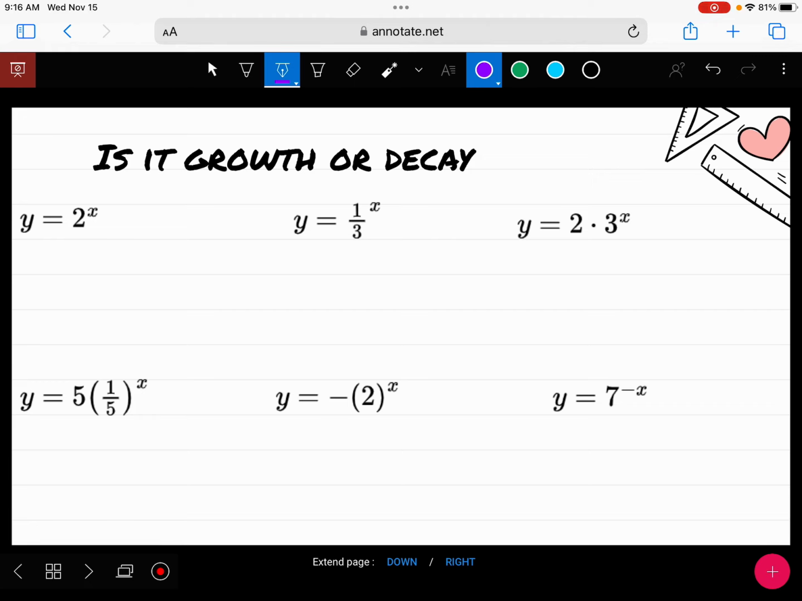And this is the one that made me decide I was going to print this out for you, because all we're going to do is say growth or decay, and it would take so much longer for us to write these equations than to say growth or decay.